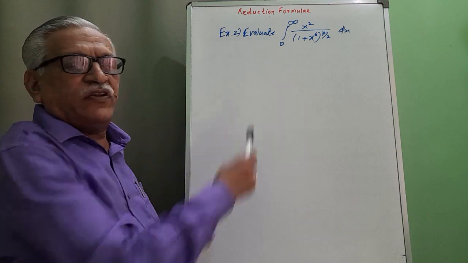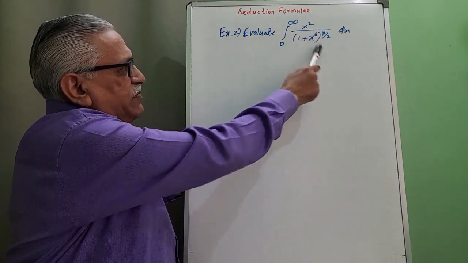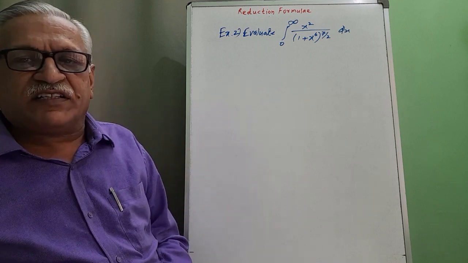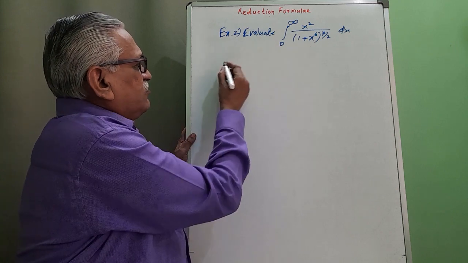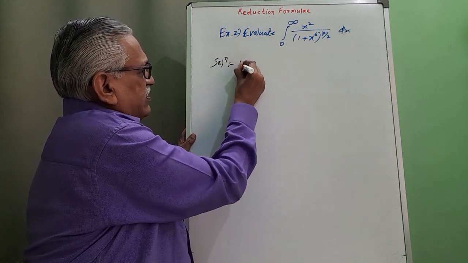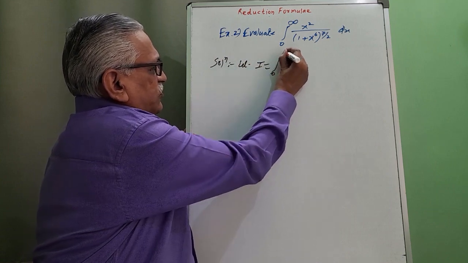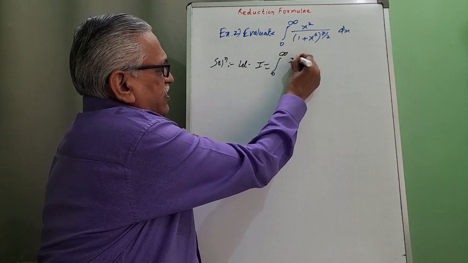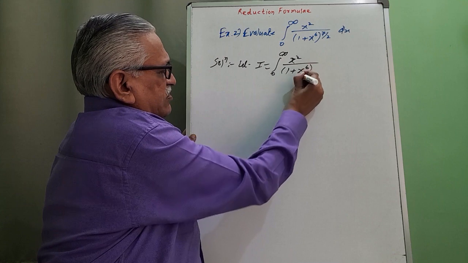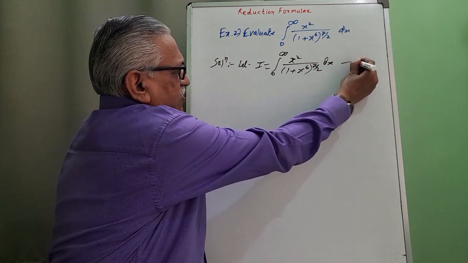Second example, evaluate integral from 0 to infinity of x raised to 2 divided by 1 plus x raised to 6 and that bracket raised to 7 by 2 and its integration with respect to x. Then once again we call that as I. Therefore, let I is equal to integral from 0 to infinity of x square divided by 1 plus x raised to 6 that raised to 7 by 2 and its integration with respect to x. We call this as equation 1.